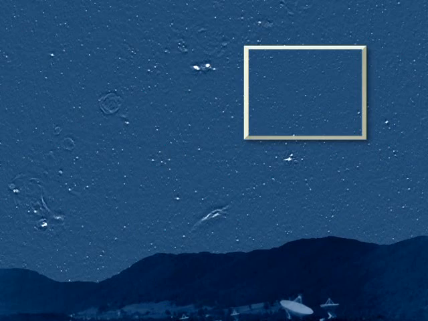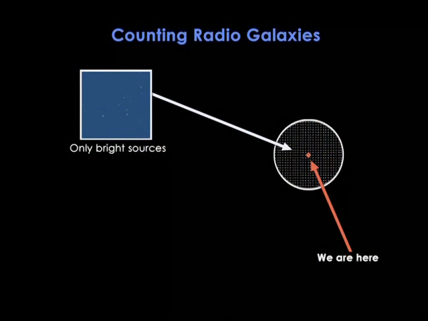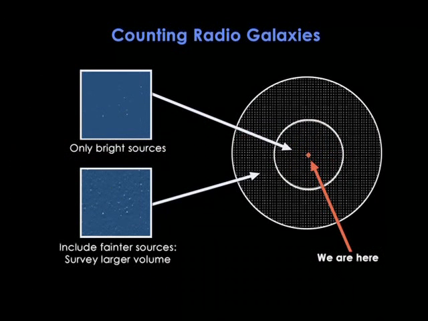Here's the basic idea. As we saw a minute ago, if you look at a patch of sky with a radio telescope, there are many radio sources present. Now, a few are bright, but many more are faint. The critical question that this method asks is, as I include fainter and fainter sources, how does their number increase? If I include fainter sources, then I can see these radio galaxies out to greater distances, and so I include a larger volume, and so there are more of them.